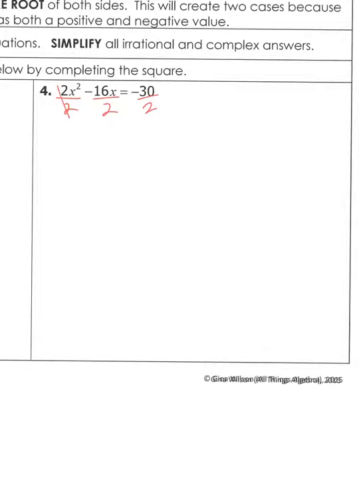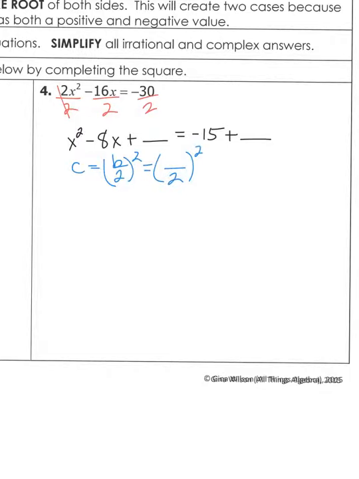All right, so I end up with x squared minus 8x. I'm going to put in my plus blanks right away, equals negative 15 plus blank. Because remember, I'm going to make my own constant. So C, my constant, is going to be b divided by 2 squared. And my b this time is the 8. And that's going to go here again. I don't care about the sign.